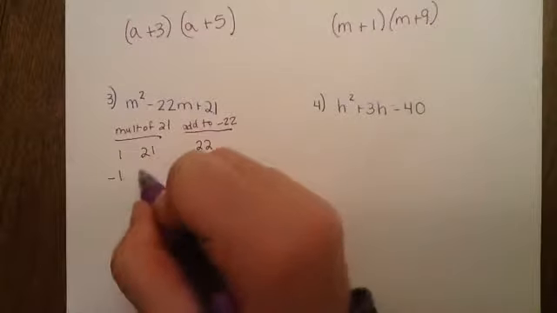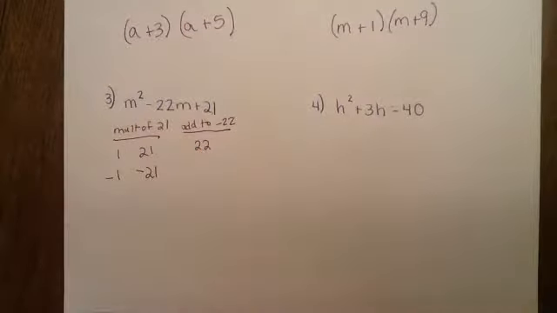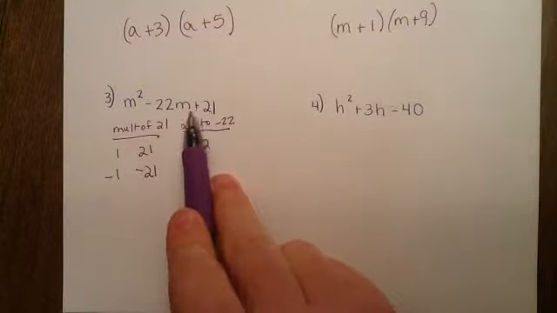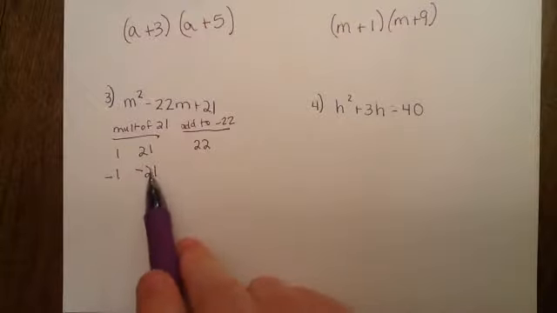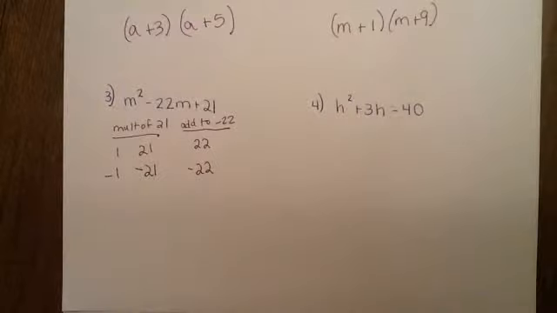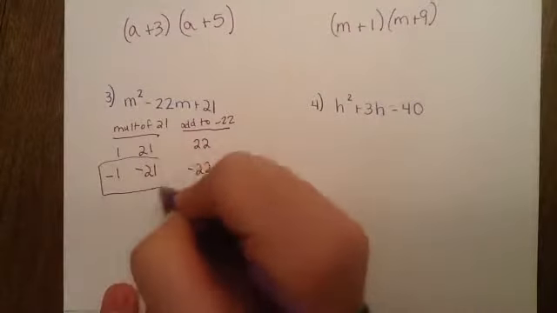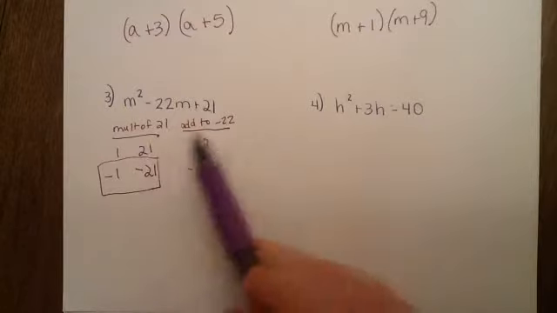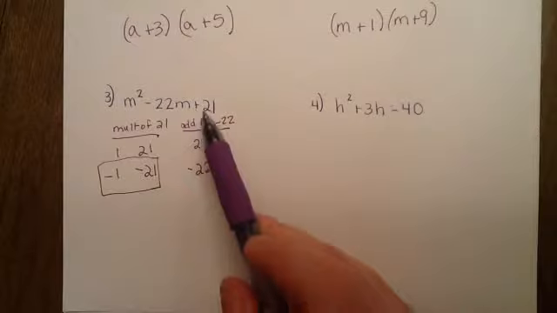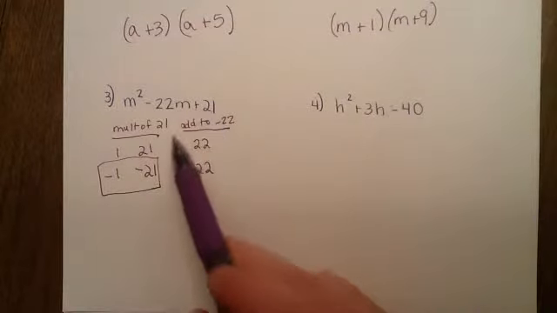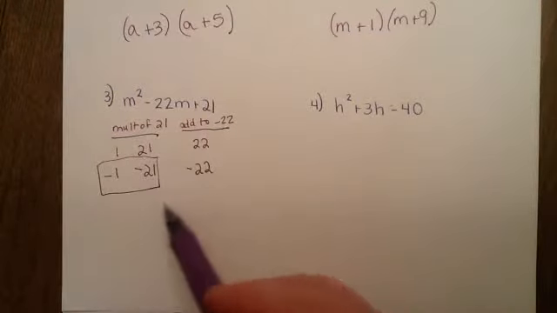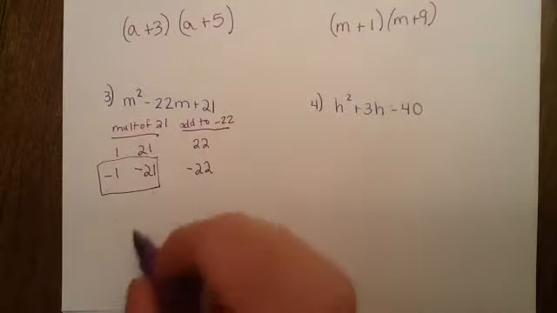A negative 1 and a negative 21. A negative times a negative is a positive. And now when I add negative 21 and negative 1, I get negative 22. This was the match I was looking for. So you need to check extra carefully because sometimes they're going to be negatives. A negative times a negative is a positive. I must have that middle piece of negative 22, so I must have two negatives. Now that I found my two matches, what goes inside?